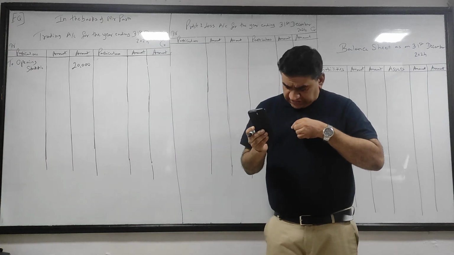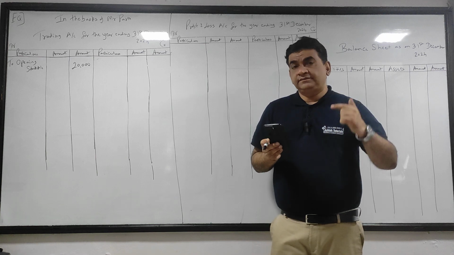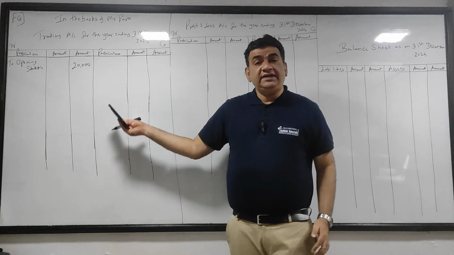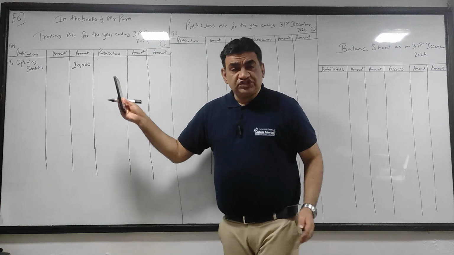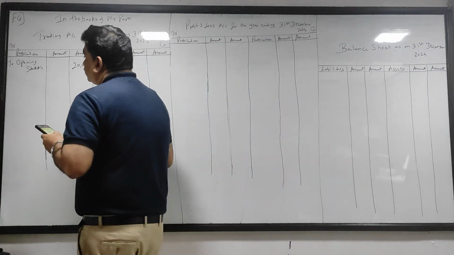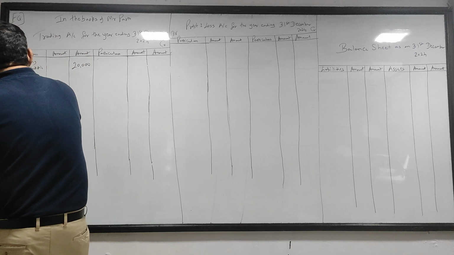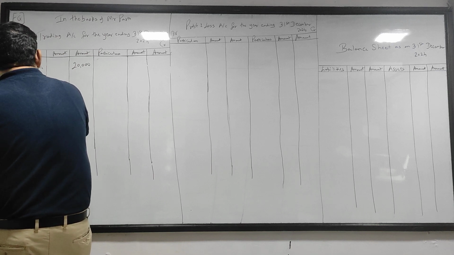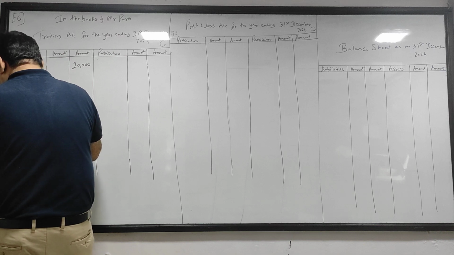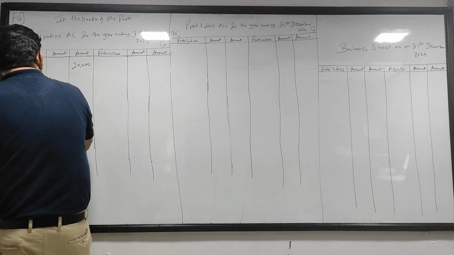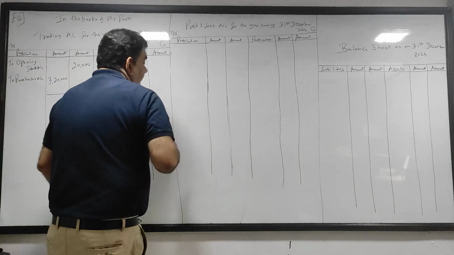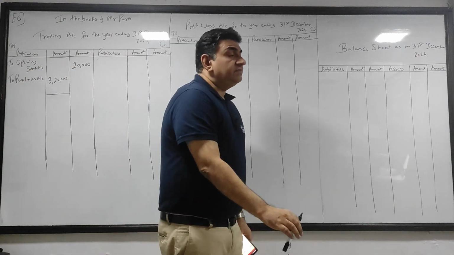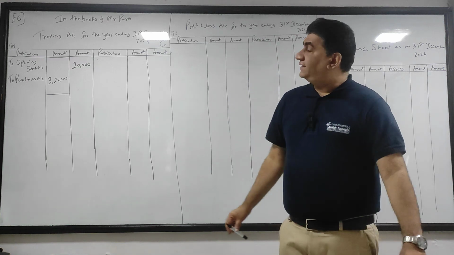Purchases. Purchases, goods come in. Goods come in, we debit trading account. Goods go out, we credit. So purchases, goods are coming in. There is a mark. So put it in the inner column. That is 3,20,000 and leave a line. Wherever there is a mark, please leave one line.